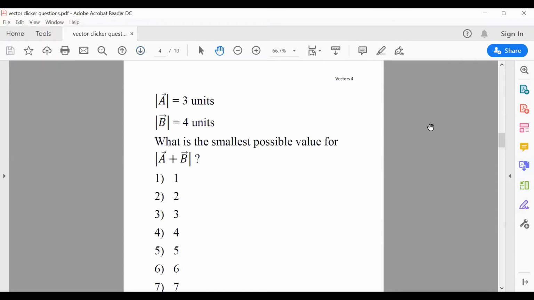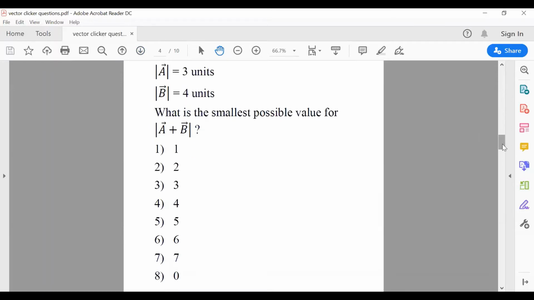For question number 4, what is the smallest possible value that you can get? So there are the choices. Pick one, pause the video until you do, and then resume. So the smallest possible vector, that would be when A and B are pointing in opposite directions, and that would be 1. So that's the correct answer.